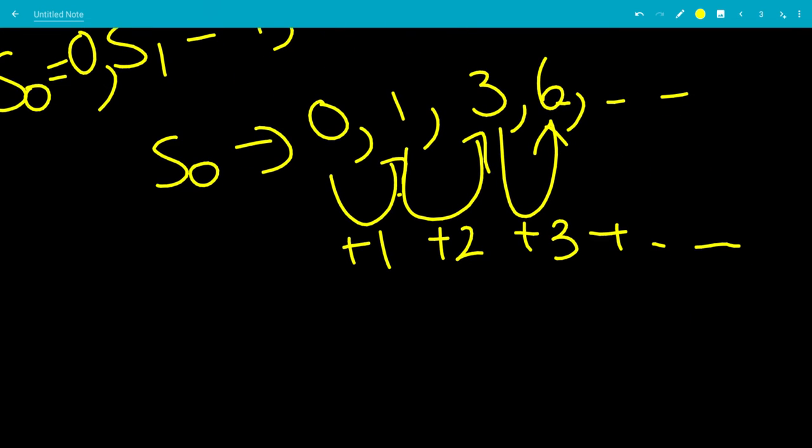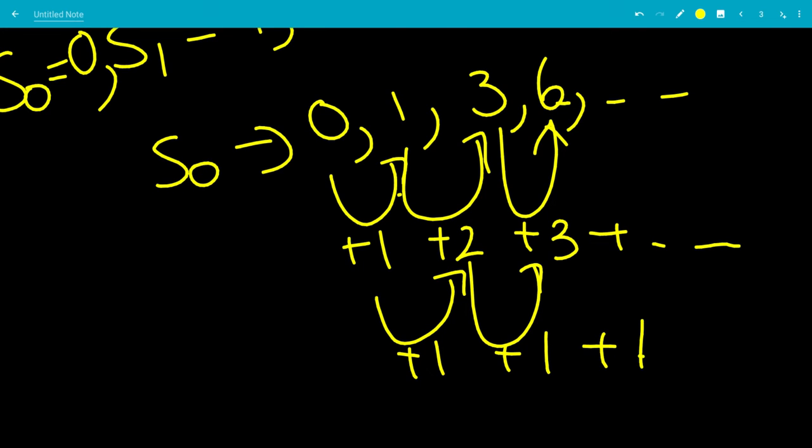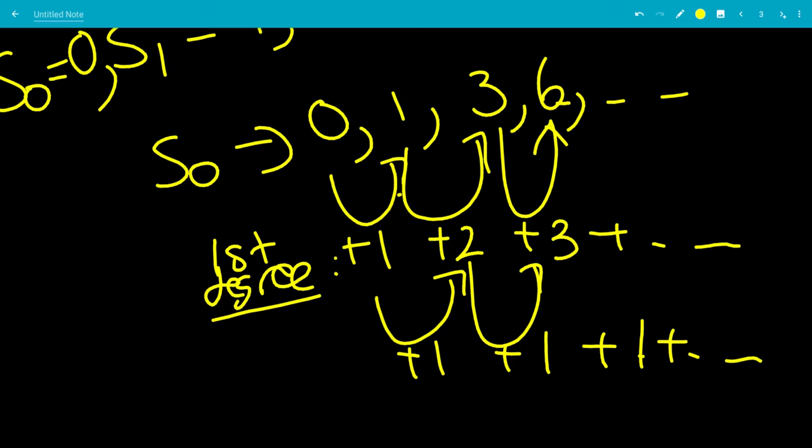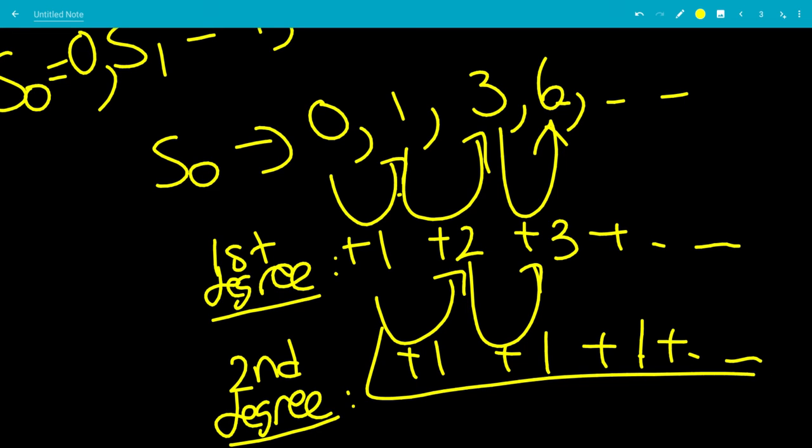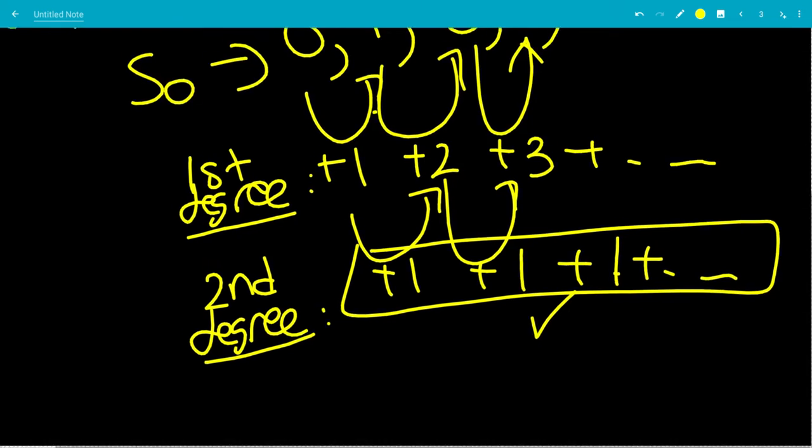Okay. So to get from 1 to 2, you have to add 1. To get from 2 to 3, you have to add 1. And it'll be the same thing. So 1 all the way. So this will be the first degree. But the problem is, you're adding different things. So now we have the second degree polynomial. Okay, so because it's plus 1, we know it is a second degree polynomial.